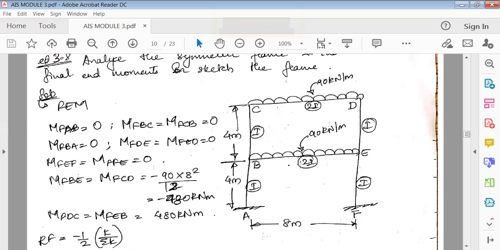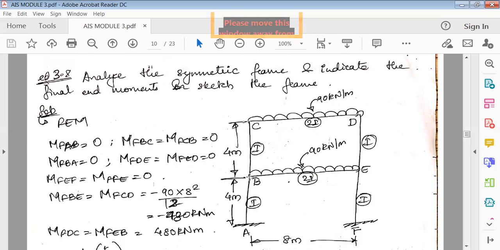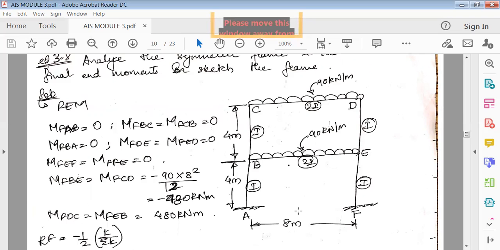So the first step is fixed end moments. In fixed end moments, first MFAB, MFBA: there are no forces acting in AB, BC, similarly in DE, EF. Because there are no forces acting anywhere in these columns, all the moments in these columns are zero, so we have written zero. Next, the only moments which occur are MFBE and MFCD. Both have the same UDLs and the same span, so you can sum this up.